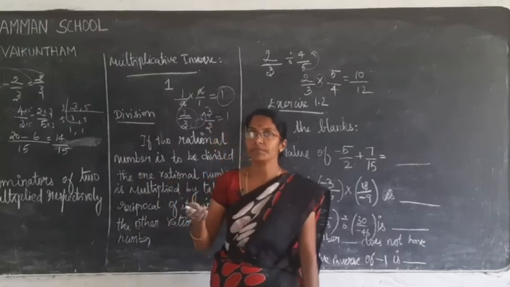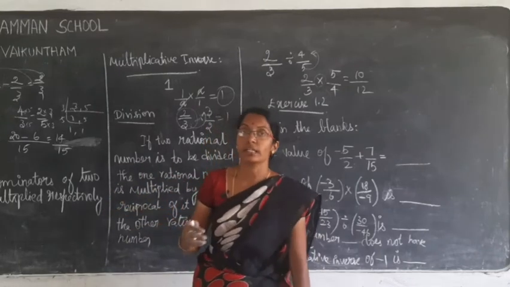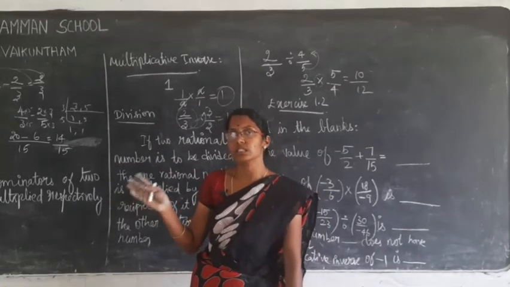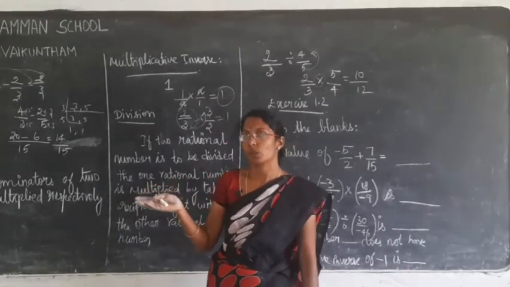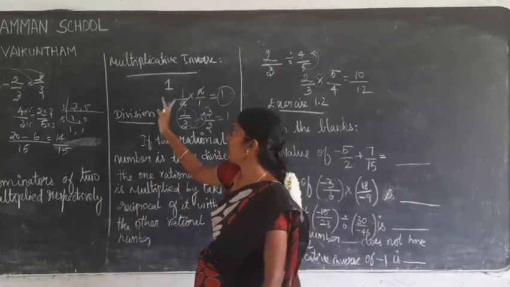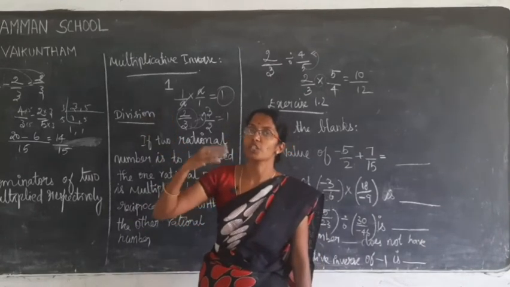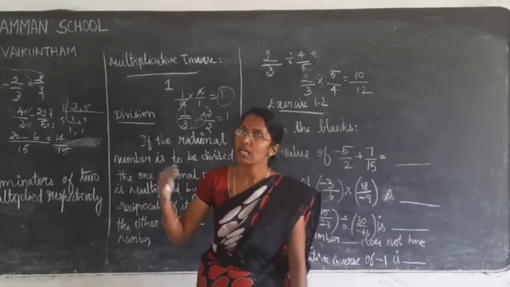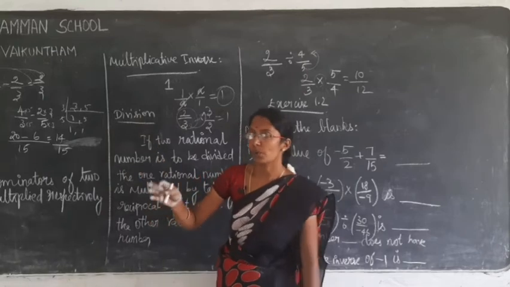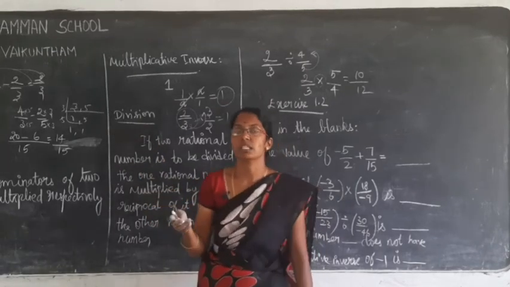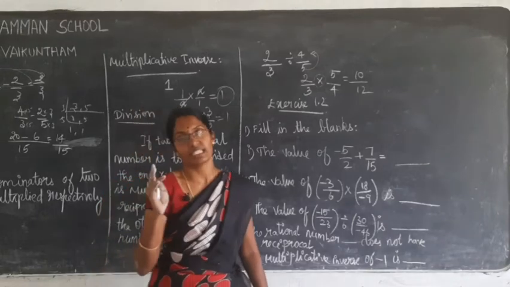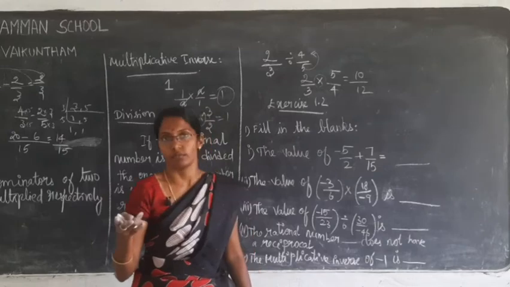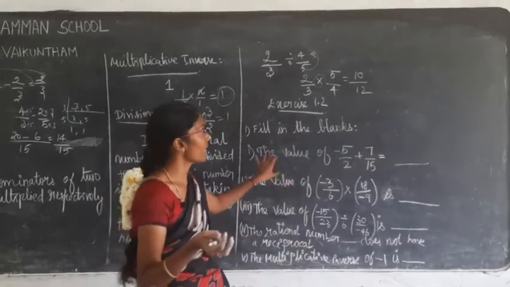Okay, so the next one, what is it? Multiplication. Multiplication means you multiply the two rational numbers respectively. Next, multiplicative inverse. Multiplicative inverse means you have to take the reciprocal of it. If it is 5 by 6, the multiplicative inverse of 5 by 6 is 6 by 5. So the next, division. Division means if two rational numbers are given, the second rational number is to be reciprocated and you have to find the product. That's all. Okay, shall we go for the exercise?